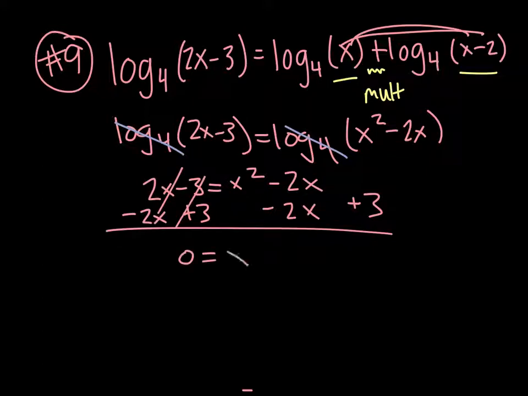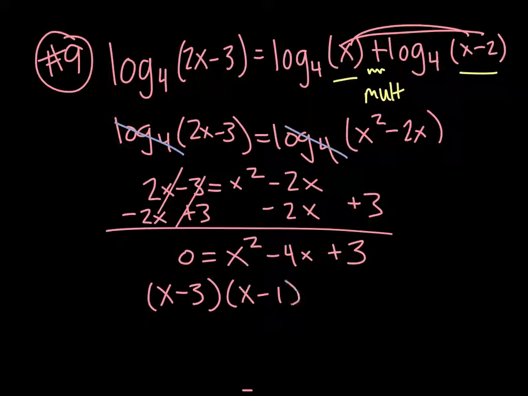And get 0 equals x squared minus 4x plus 3. So remember, we can always use the quadratic formula, but I think it's easiest to check and make sure that we can't at least factor it first. So if we're trying to factor 3, what multiplies to get us 3 but adds to get us negative 4? It's going to be x minus 3 and x minus 1.